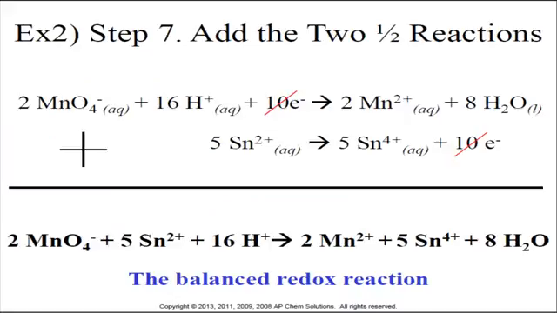Alright, now both sides have a charge of +24 and both sides have the same number of each type of atoms. You always have to double check this at the end. If the charges and the atoms do not balance, then we did something wrong. But all of our charges and all of our atoms add up, and this is our balanced redox reaction.